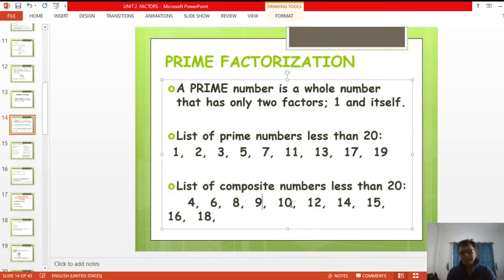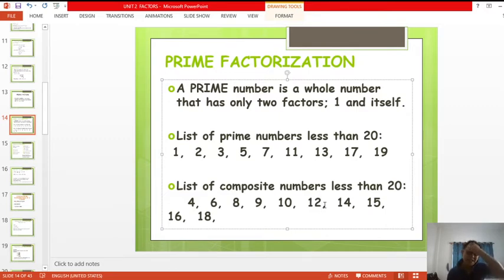10 is basically, you can factor this with 2 times 5. Again, it is not a prime number, because as defined, prime numbers only have 2 factors, only 1 and itself, and so forth. You can try it yourselves. Even 12 has a few factors.